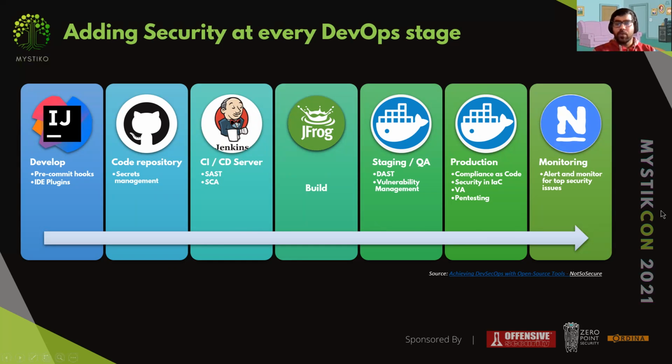And then when we go towards the right-hand side, from the CI/CD server, we see that there's SAST and SCA, which Karan explained as the DevSecOps buzzwords. And then we move ahead into the staging and QA environment. We see how other toll gates of security can be inculcated into the DevSecOps pipeline.